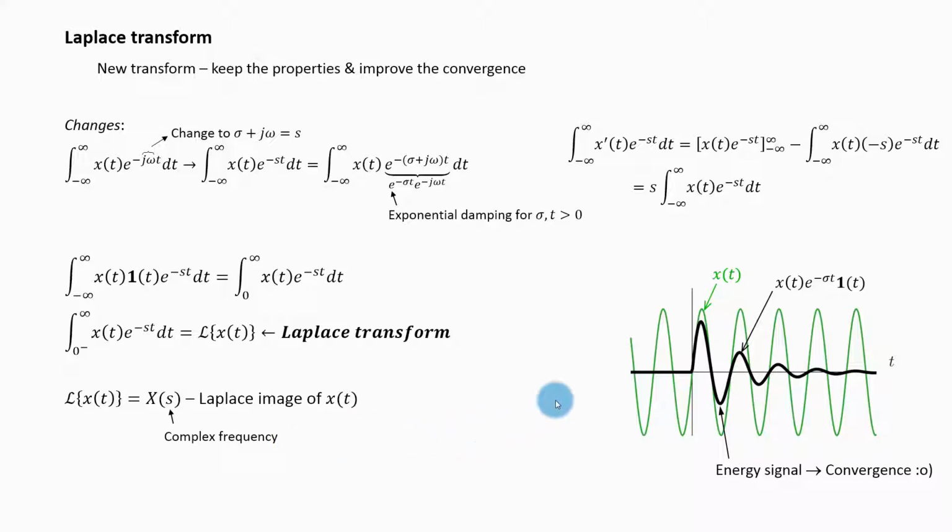Before we move on, in this plot I illustrate what these changes do with our function. If our function x of t was a sine, when we introduce these changes, we exponentially damp the sine and we cut it off for negative time. So while this integral would not converge for this green line, when I replace it with this black function, this integral will have no problem converging, and in a minute I will show you that we can readily compute the Laplace transform of a sine or a cosine.